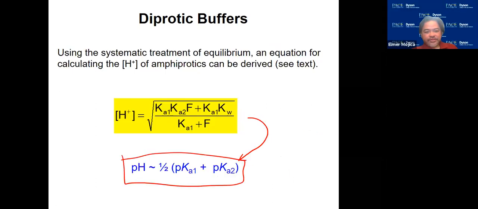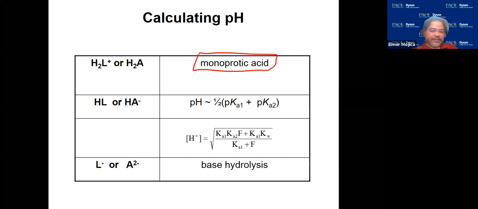So the way that you're going to do this, if you're asked to calculate the pH of different forms of acids and bases, diprotic acids and bases: if it's in the acidic form, you calculate it as a monoprotic acid. If it is in the basic form, I don't think base hydrolysis is the thing there. You could just calculate it as a base. If it's the intermediate form, you just get the average of the two pKa.